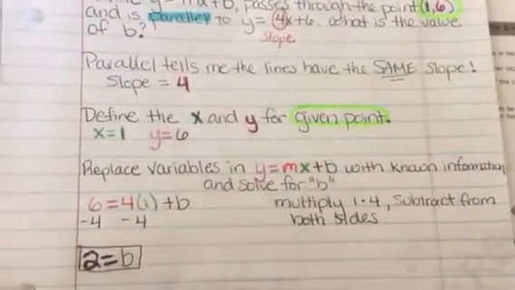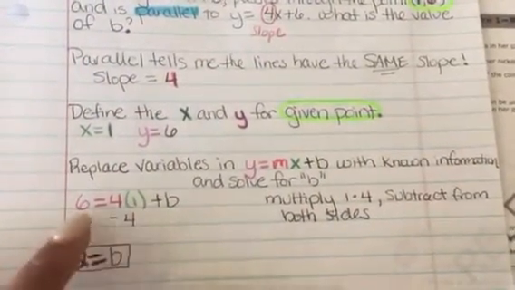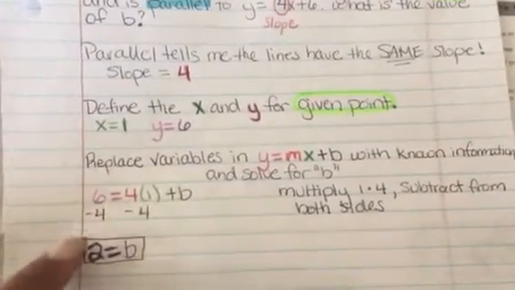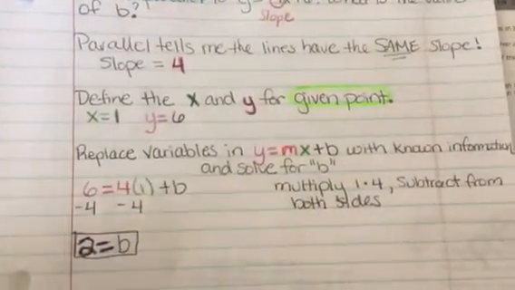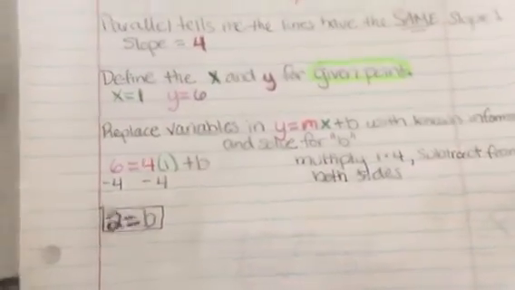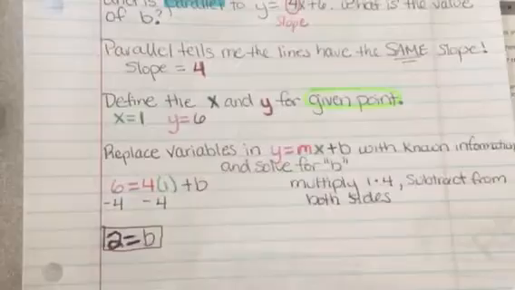Then we're going to subtract that from both sides. So we have 4 minus 4 on one side and 6 minus 4 on the other. Well, 6 minus 4 is going to yield 2, so our b value would be 2. And on our EOC, we would simply type in the number 2.